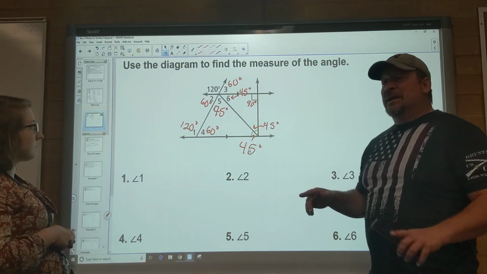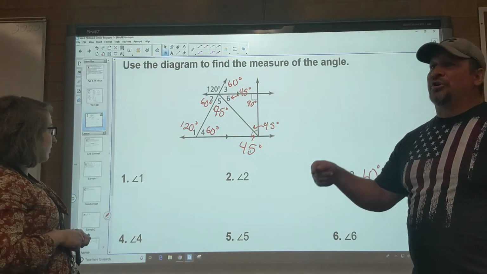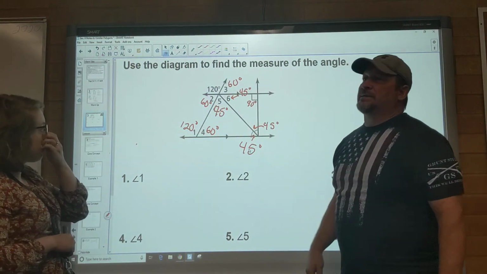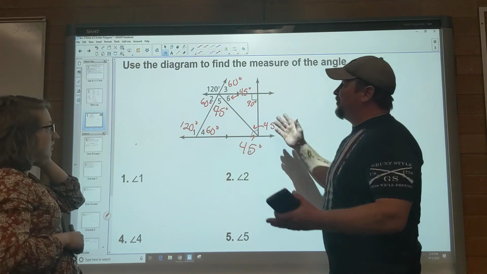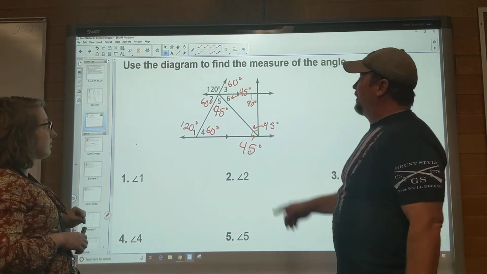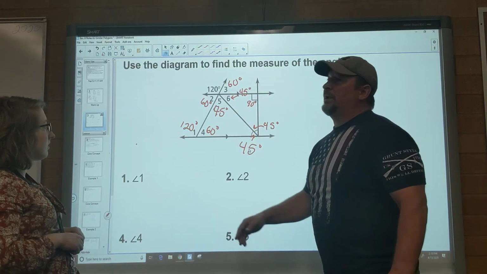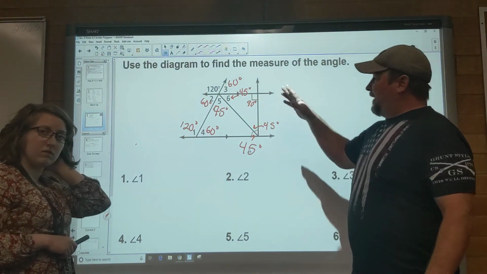But the key is at the beginning, Ms. Perez said alternate interior angles are created by two parallel lines cut by a transversal. And there are 3 transversals on this problem. There's this one, there's this diagonal one, and then this diagonal one. And all 3 of them help us find all those things.